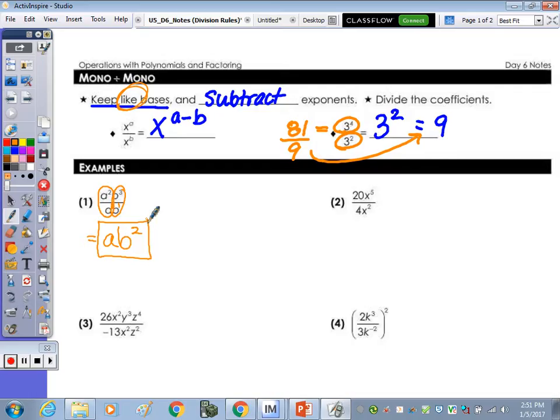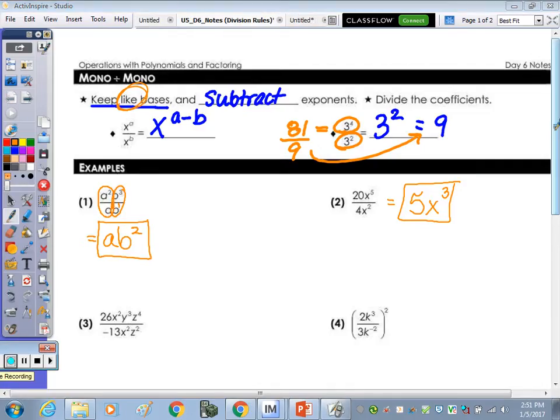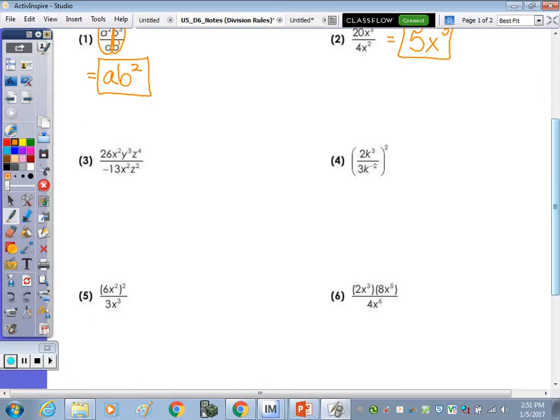If you have a coefficient out front you want to divide, so number 2, divide the 20 by 4 and you get 5. And then what is x to the 5th divided by x squared? X cubed. I think this is an easier rule. In number 3, they just added more variables, but still just take your time.